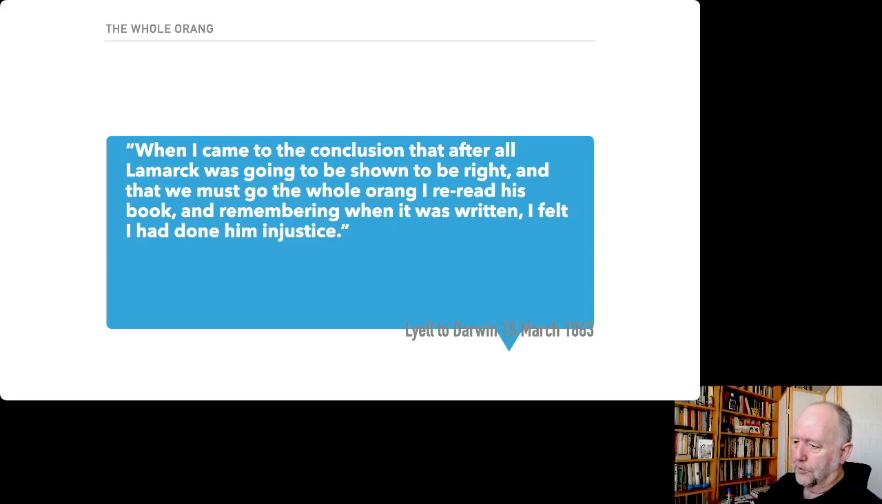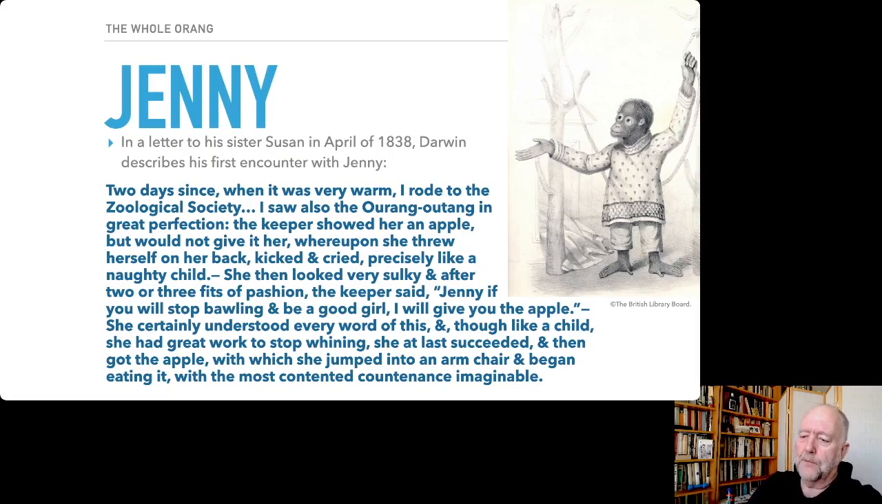Now, earlier, before the Origin, in 1838, Darwin encountered a couple of young orangutans, Tommy and Jenny, at the London Zoo. This was a couple of years after the voyage of the Beagle, and Darwin, as a corresponding member of the zoo, was allowed to visit and experiment with the animals. And he spent a fair bit of time with Jenny, quite impressed by her human-like ways.